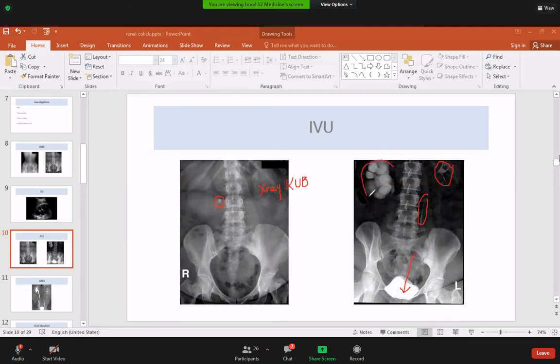You can see that this is the right kidney, which is dilated. And you see that this is the cutoff point where nothing is going down. There is no flow in the ureter. The bladder is white because the dye is coming from the left side. Nothing is going down from the right side. So there is obstruction. There is complete obstruction, and the dye is not going from the right side into the ureter.